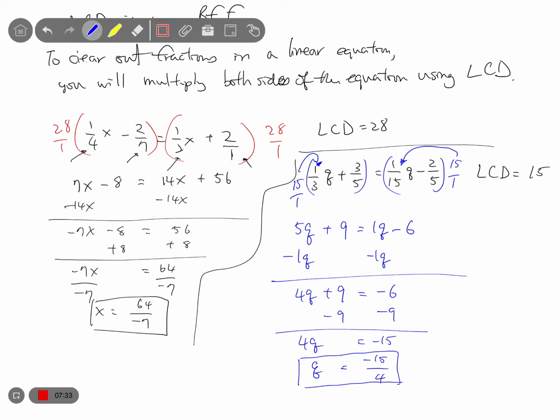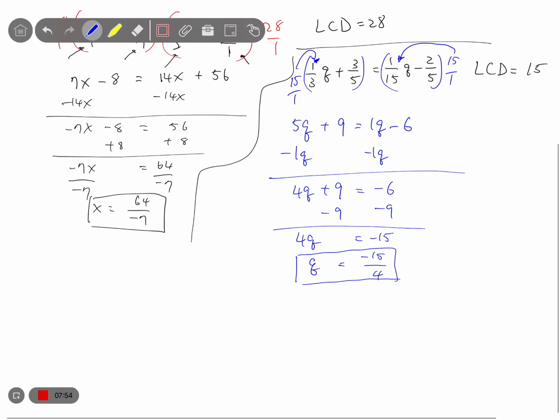All right, and I believe these are the two problems that we did in class because we ran out of time. So again, the biggest thing is to find the common denominator and then multiply the common denominator on both sides, to cancel out all the denominators so you no longer have to deal with fractions.